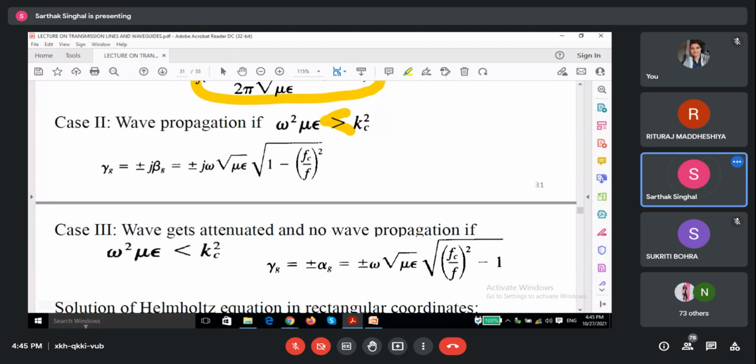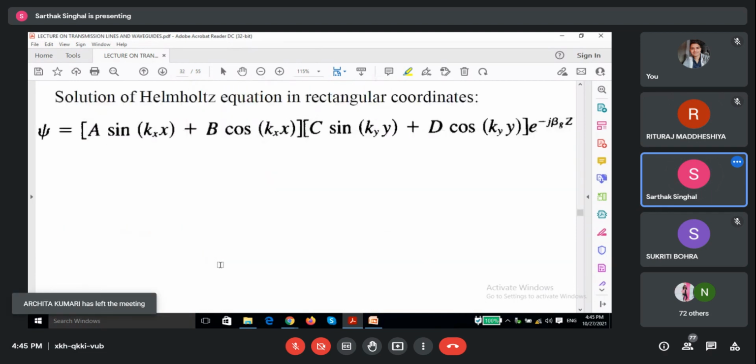And similarly, if you want the wave not to propagate, then you will make omega square mu epsilon greater than kc square. In that case, your beta will be 0 and alpha will be non-zero.